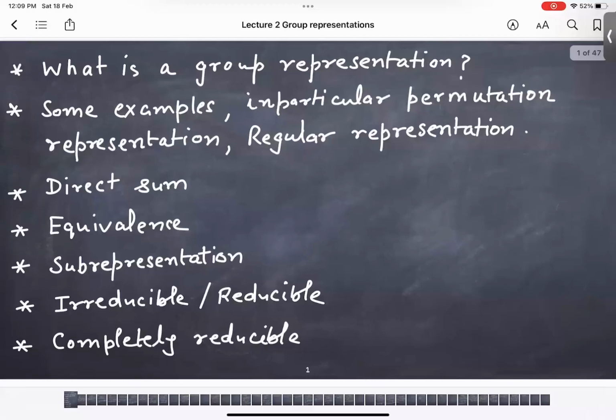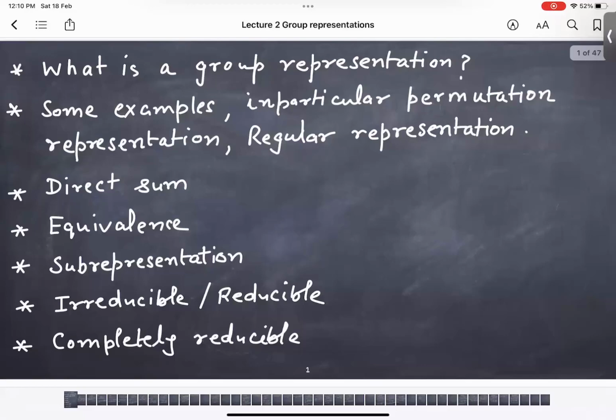In this lecture, I will just introduce you to the terminology of group representations, some examples, permutation representation, regular representation, and then I'll talk about the direct sum of representations, equivalence of representations, sub-representations, irreducible, reducible representations. So we will develop this terminology. It is basically the terminology, and then in the next lecture, I will connect representations with modules.